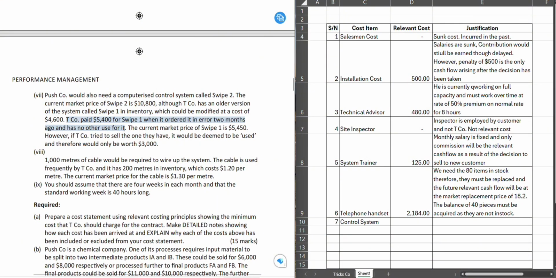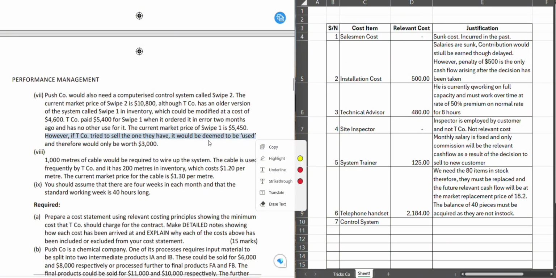See, it is not useful. So it's scrap. The current market price of swipe 1 is $5,450. Joker. We are not buying swipe 1. You just want to confuse us. Try other. However, if TICO try to sell the one they have, it will be deemed to be used. You get that? So if they try to resell that swipe 1, nobody's going to buy it as new.